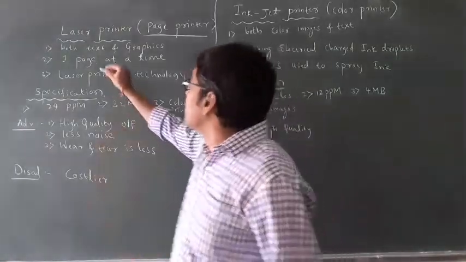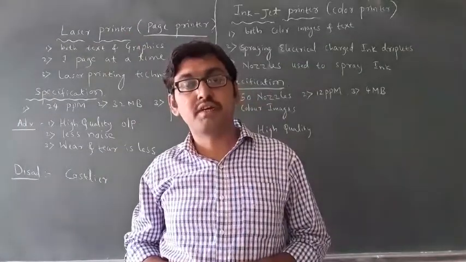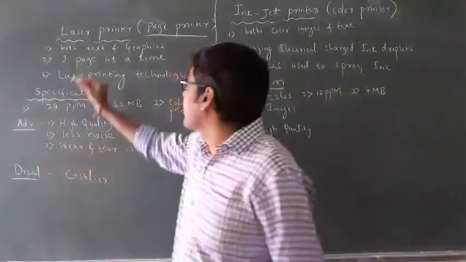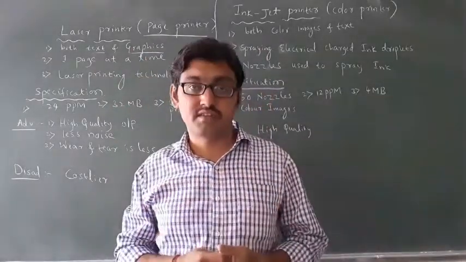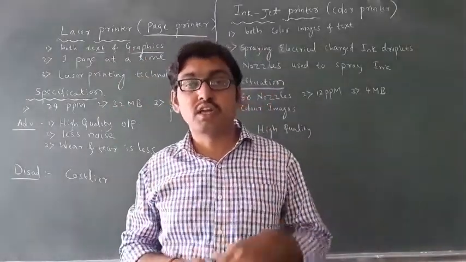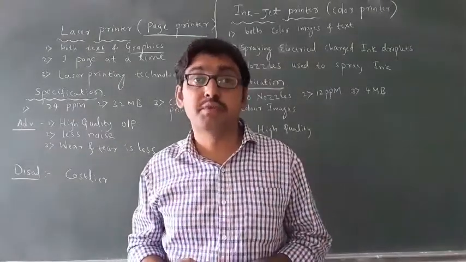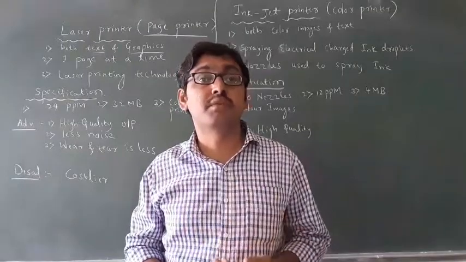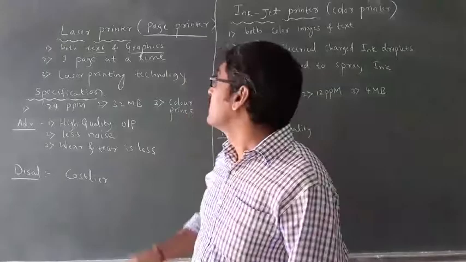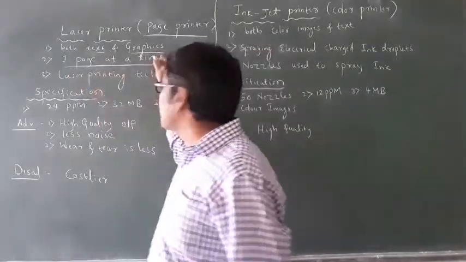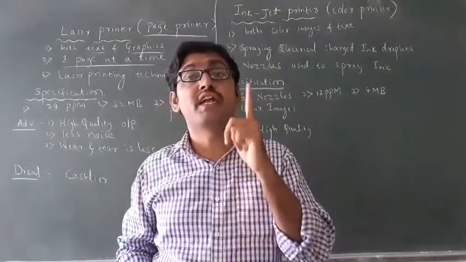See here, the laser printer prints both text and graphics. It produces both text and graphics on the paper. Graphics means images. The laser printer is an example of a non-impact printer. Then it produces one page at a time.